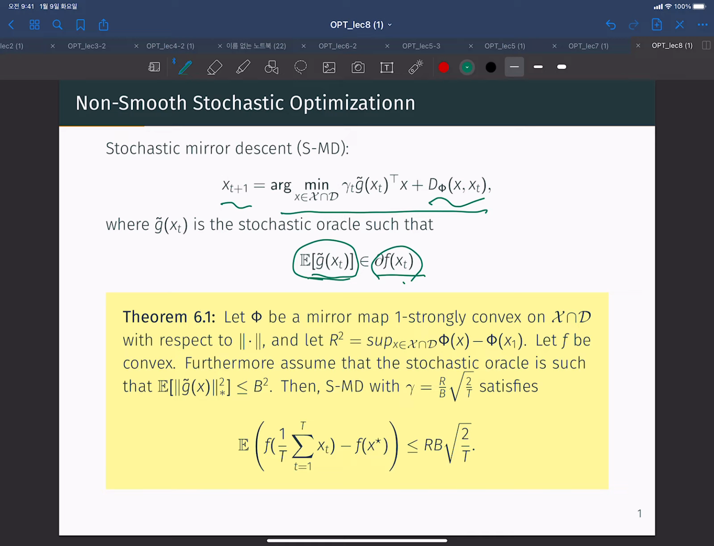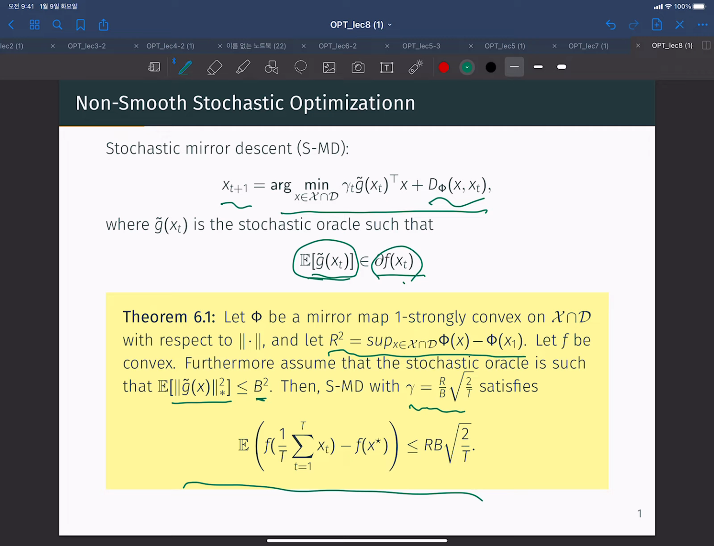Then, as before, we can guarantee some convergence property of the mirror descent algorithm with step size gamma equal to L over B square root 2 over capital T. Here L comes from the diameter of your constraint set with respect to the pi function. And B is kind of the smoothness or the variance. Actually B defines both, which basically bounds the g tilde x norm square.